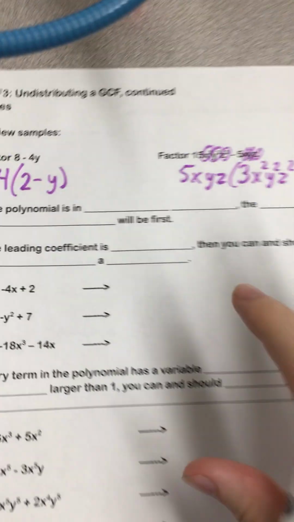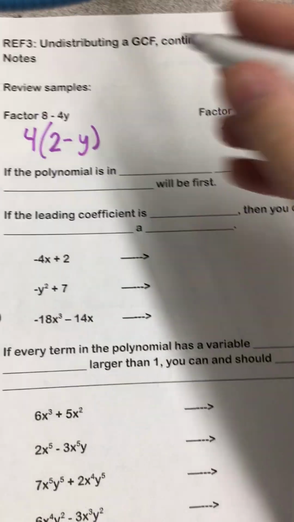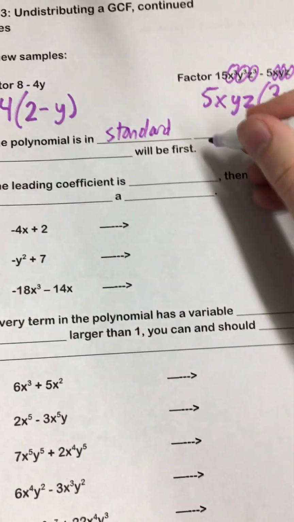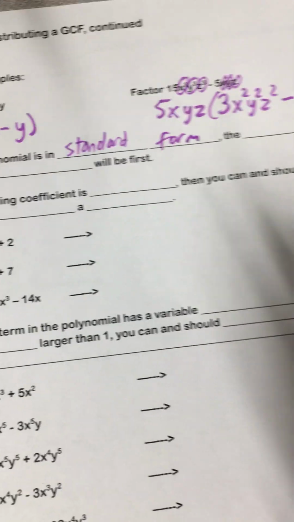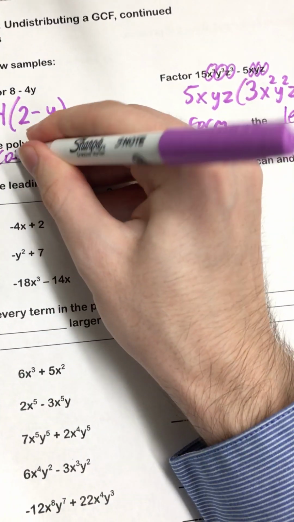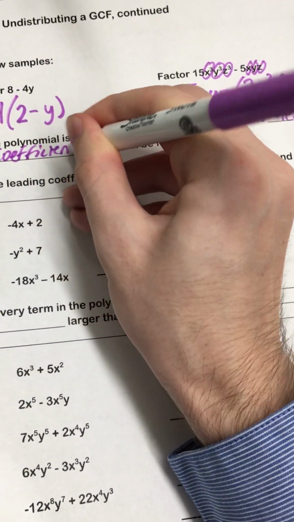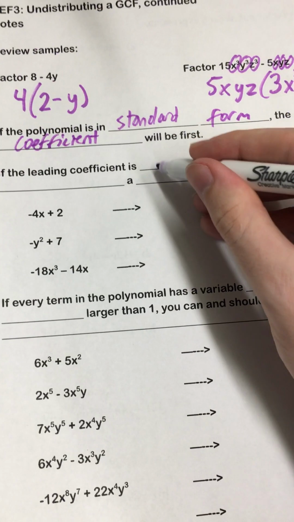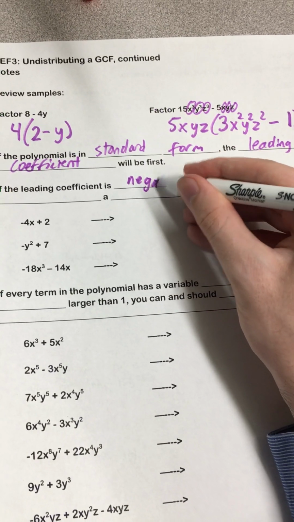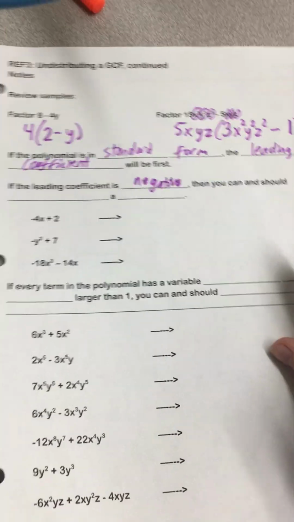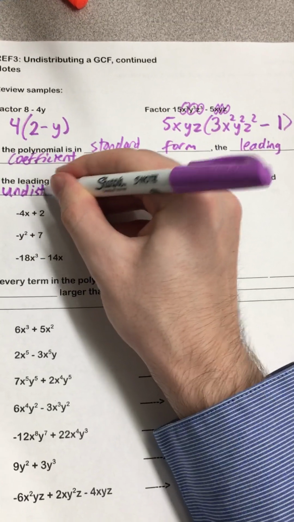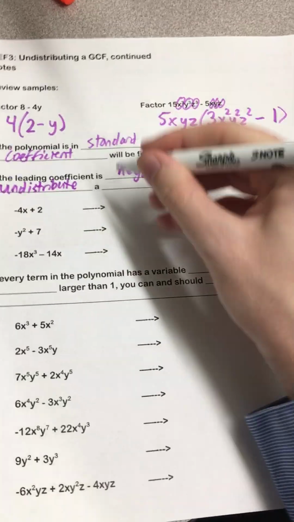Now let's talk about the other rules that we've overlooked. If the polynomial is in standard form, the leading coefficient will be first. If the leading coefficient is negative, then the GCF that we undistribute is also going to be negative. So we can and should undistribute a negative.